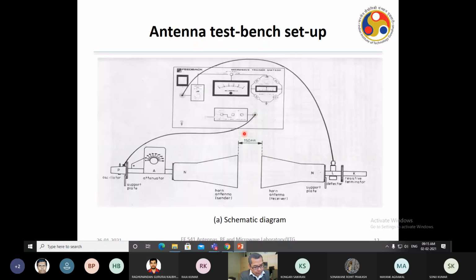This is the setup you have here. The setup will have an oscillator. The oscillator here is the klystron power supply and the reflex klystron.